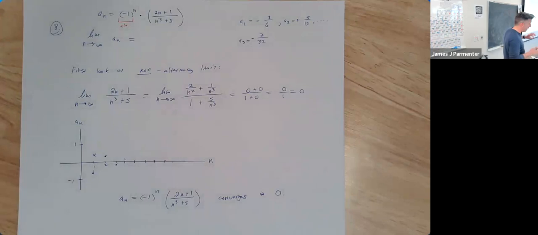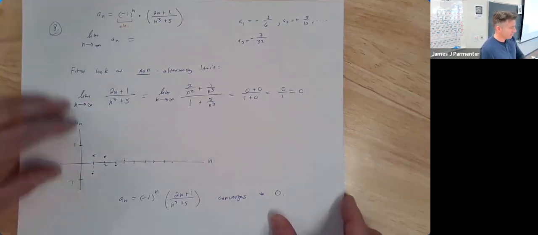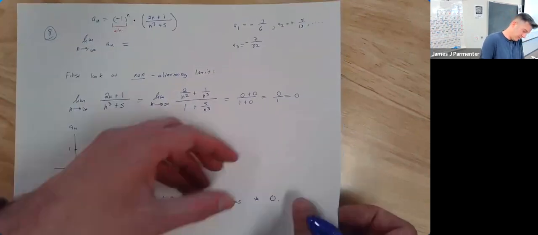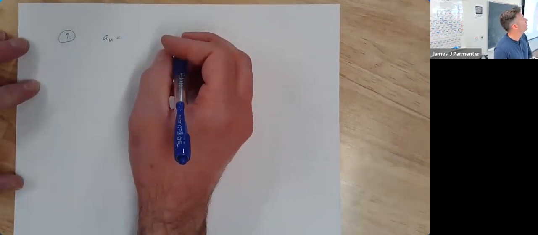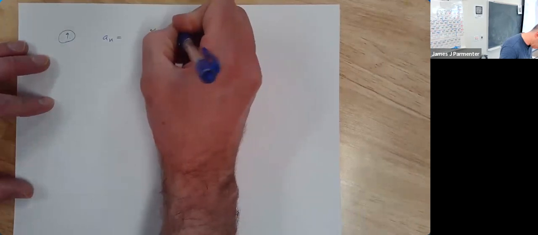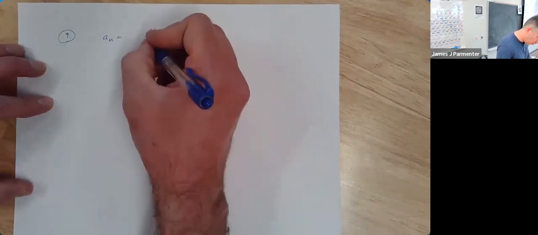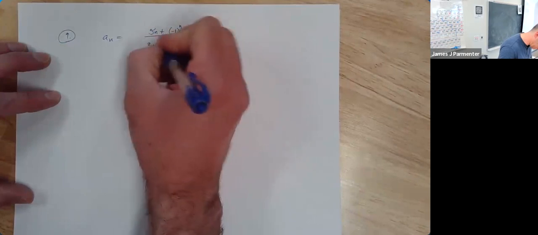Now, let me give you one more example, just so you're not worried that James is saying things that aren't true. If I can change the paper here, maybe. Let's say a sub n is 5n plus negative 1 to the n over 3n plus 2.